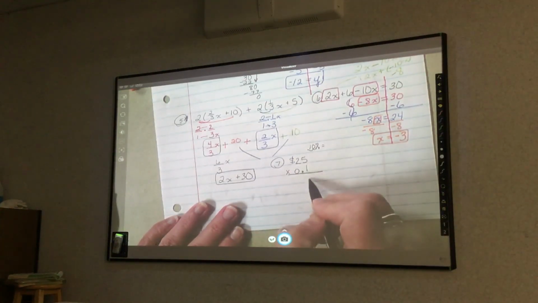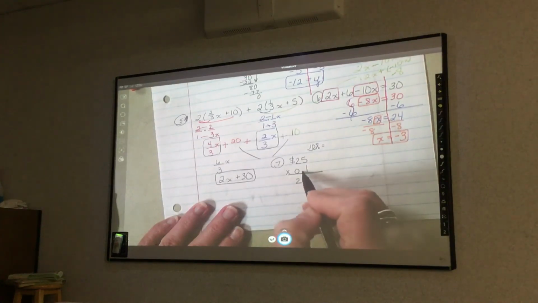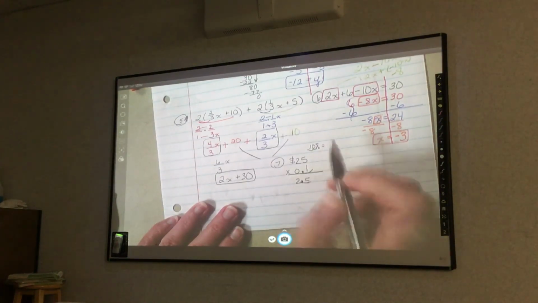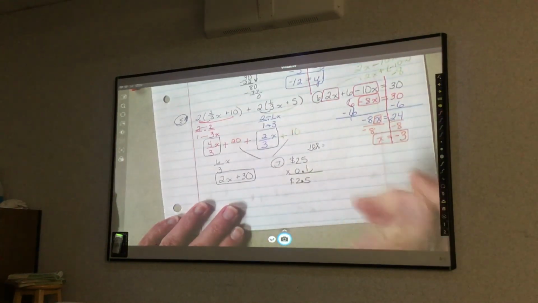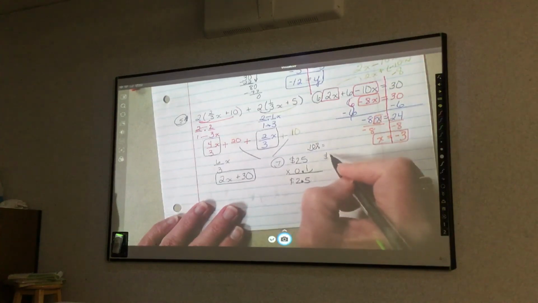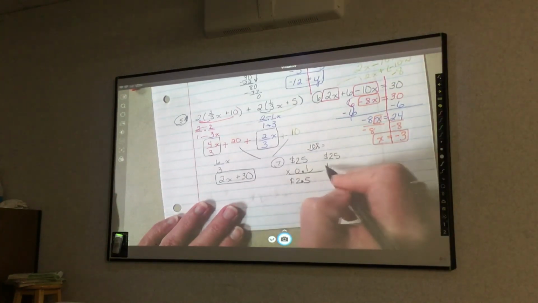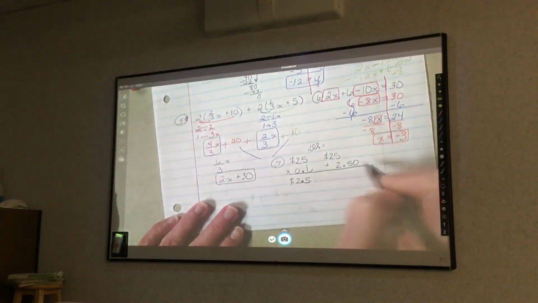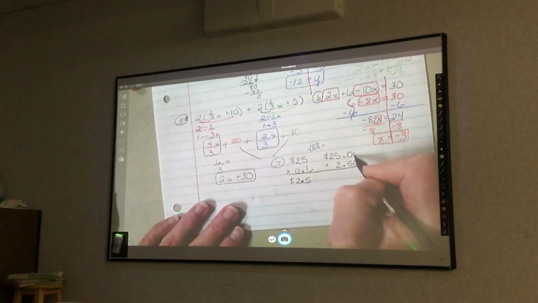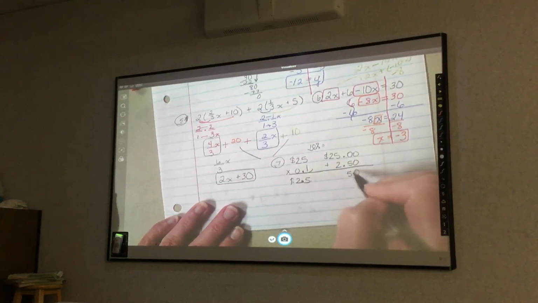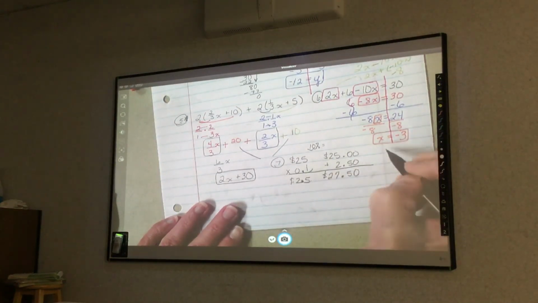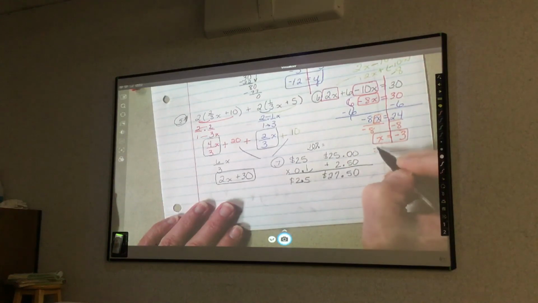So 1 times 5 is 5, 1 times 2 is 2. There's 1 decimal, so I come in 1 decimal. So 10% is $2.50. So I add that to my $25 I already made. Make sure you're adding decimals and lining everything up. So now she's making $27.50 an hour.